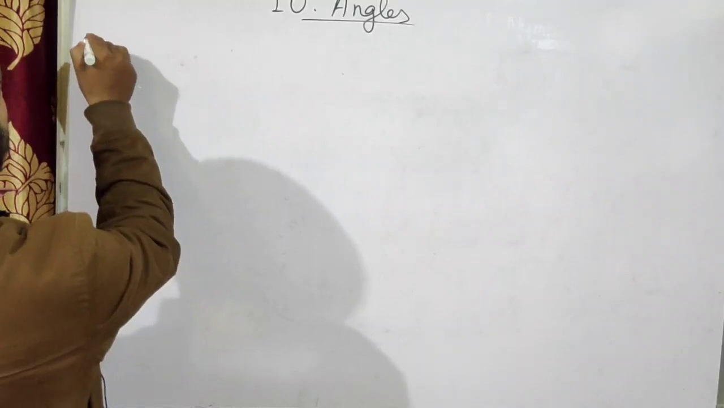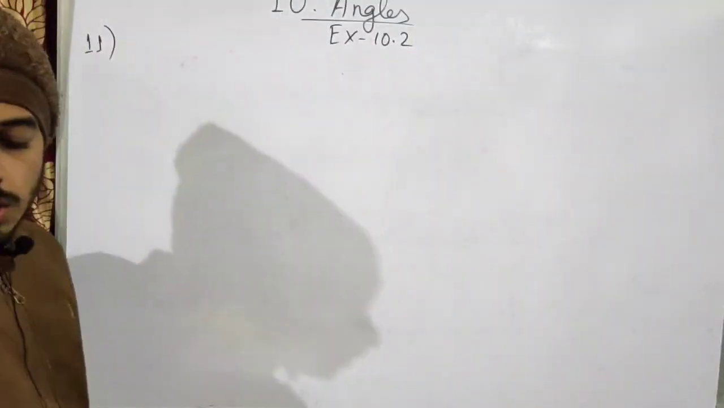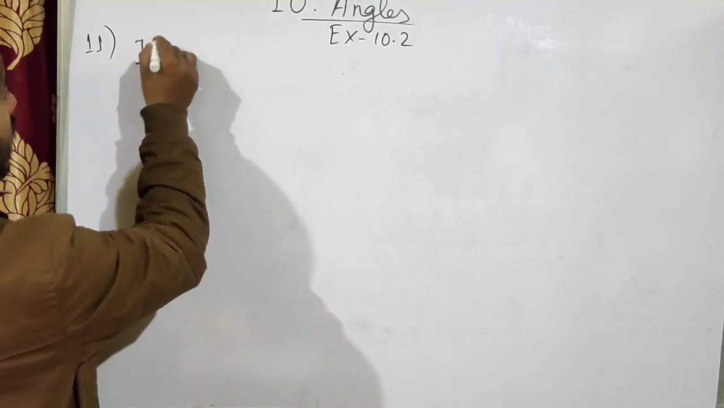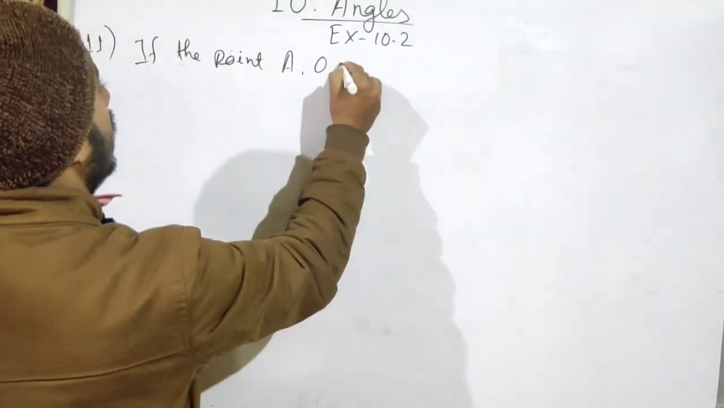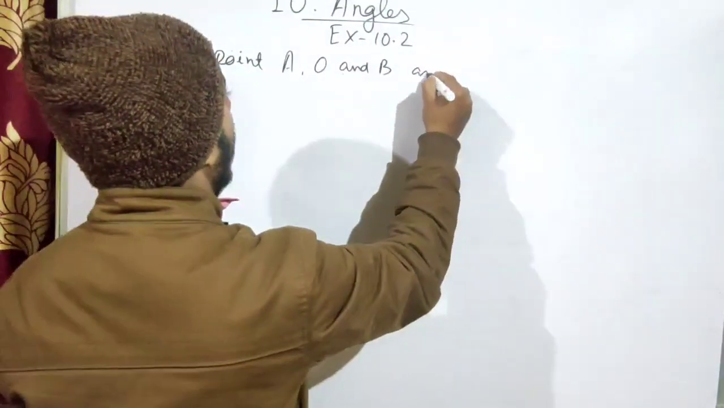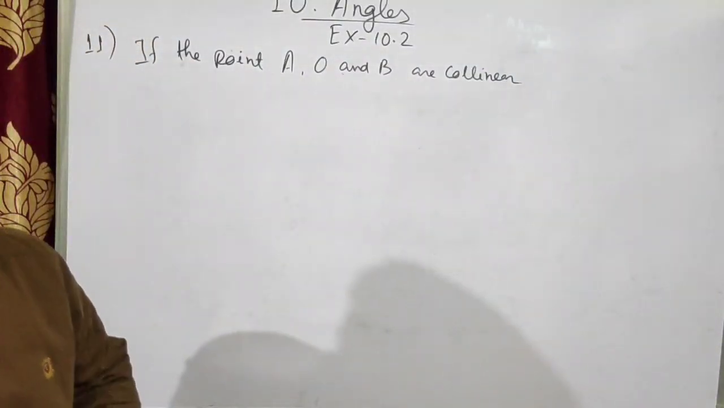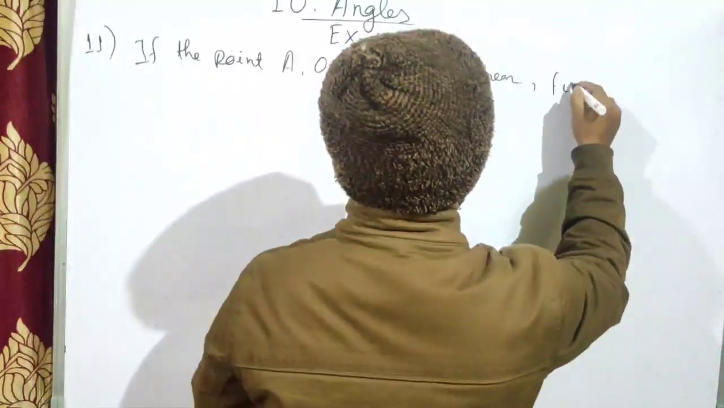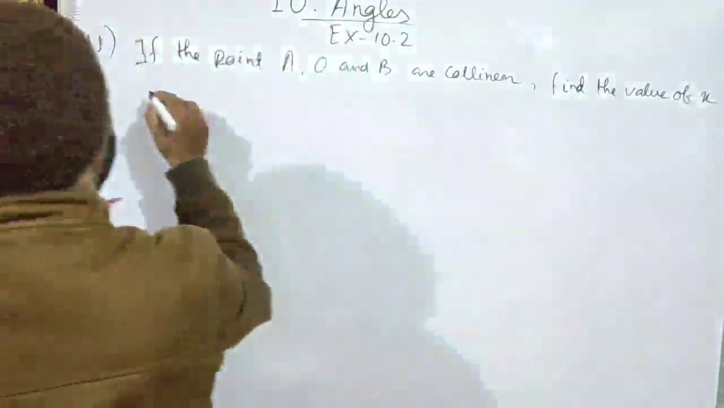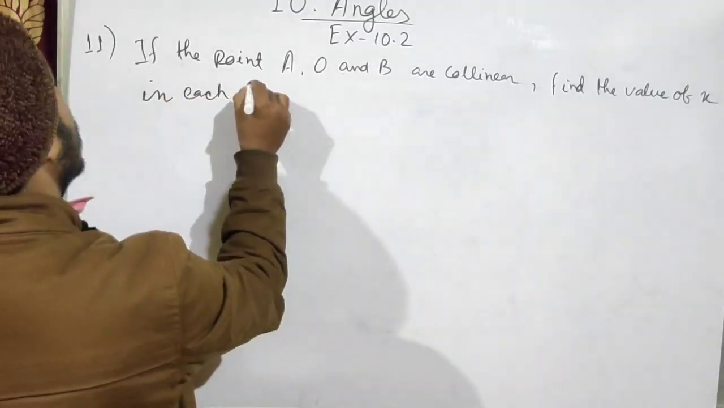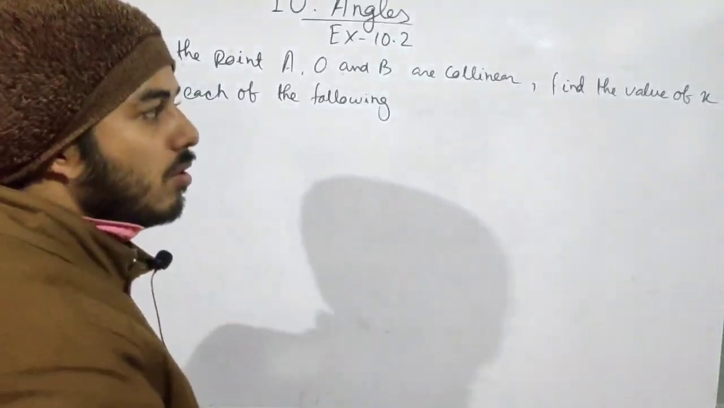Before that, let me write the question. Exercise 10.2. If the points A, O, and B are collinear, find the value of x in each of the following. Let us draw the figures one by one.